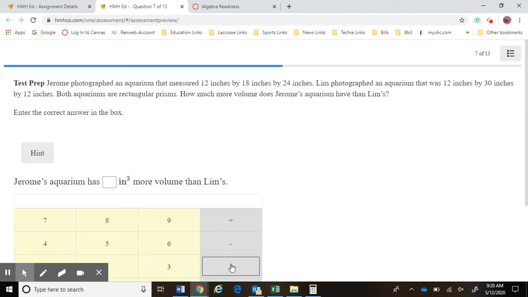Okay. All right. Jerome photographed an aquarium that measured 12 inches by 18 inches by 24 inches. Lim photographed an aquarium that was 12 inches by 30 inches by 12 inches. Both aquariums are rectangular prisms. How much more volume does Jerome's aquarium have than Lim's? Okay, so we need to find each one of them. So we need to find Jerome's volume, so I'm going to put a J, and we need to find Lim's volume, put an L for Lim. So again, you could use area of the base times the height. But of course, whenever you're finding the volume of a rectangular prism, we're really just multiplying length times width times height, your 3 dimensions.